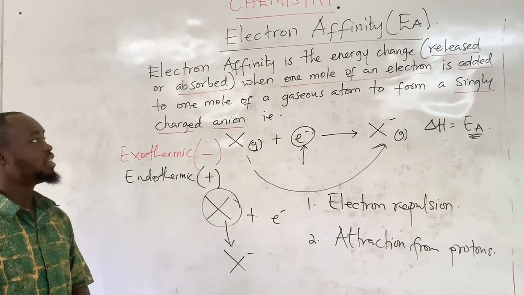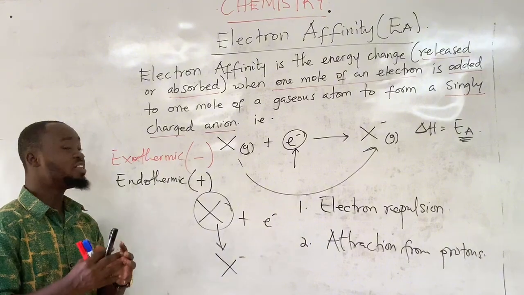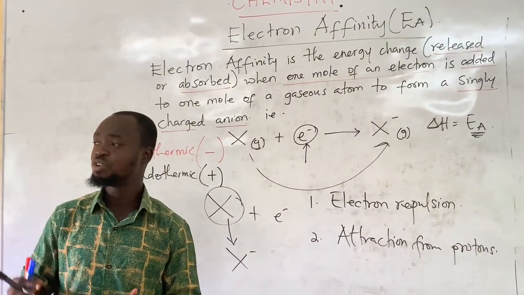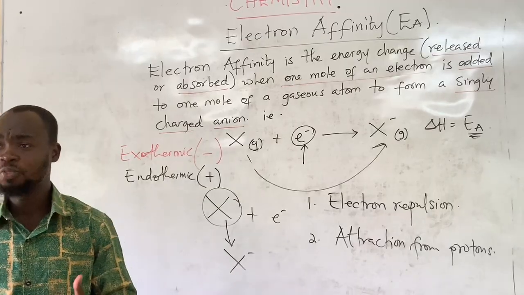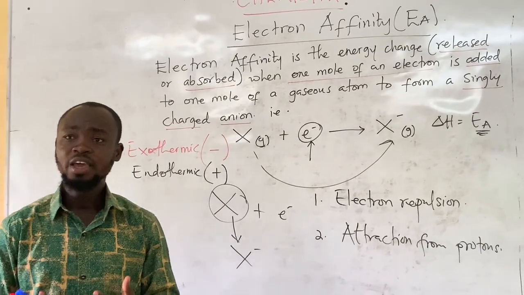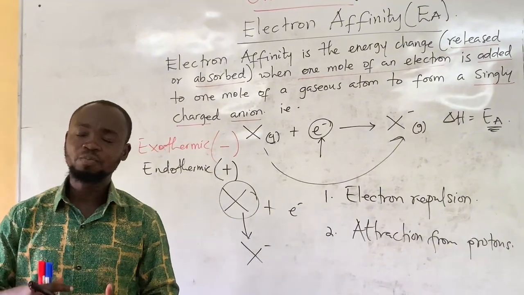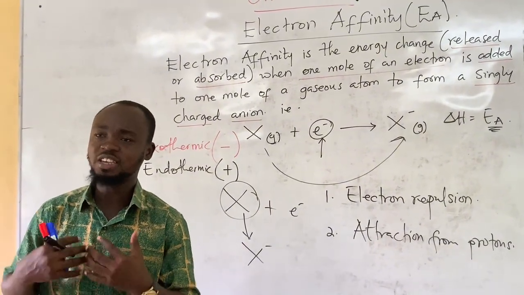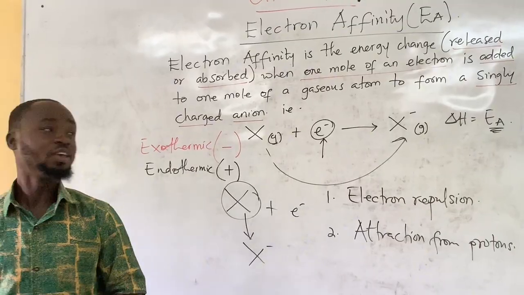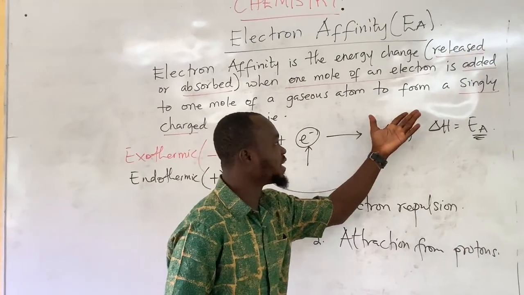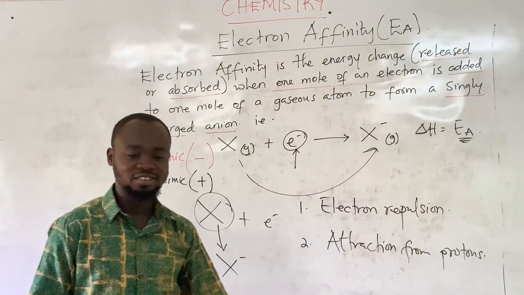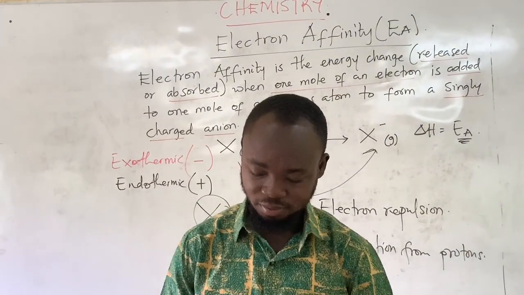So electron affinity is the energy change, that is, the energy released or absorbed when one mole of an electron is added onto the valence shell, or the outermost shell, of an isolated gaseous species or a neutral atom. Once the electron is added, the gaseous atom changes from the atomic state into the ionic state, specifically an anion, to form a singly charged anion.